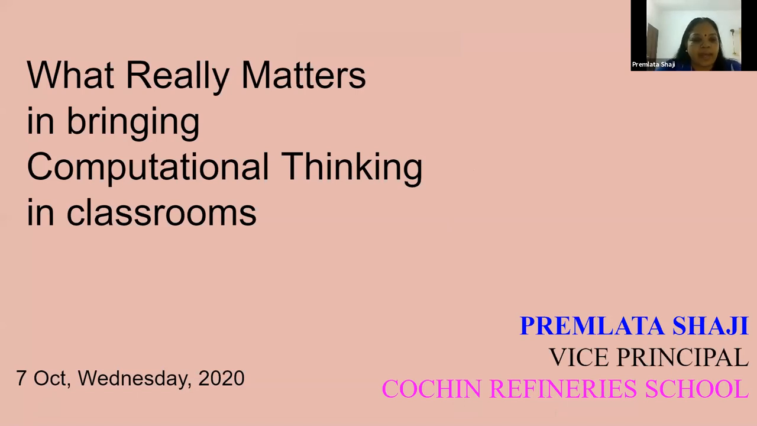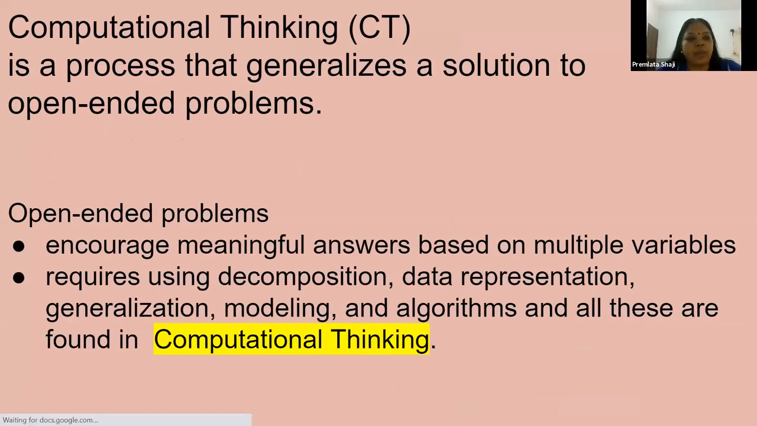What really matters in bringing computational thinking in classrooms is just an apt title for today's meeting. Now, when I talk about computational thinking, we'll have a quick overview of the general definition. Umpteen definitions are there. A general definition is what you see on the screen. It is a process that generalizes a solution to open-ended problems. Open-ended problems definitely means where we encourage meaningful answers. In the process, there will be some keywords that we are going to see in the next few slides: decomposition, data representation, generalization, and all put into a capsule can be rightly said as falling under the definition of computational thinking.